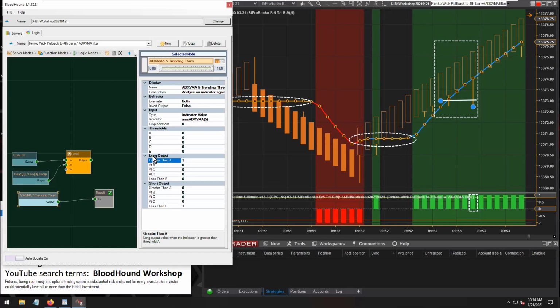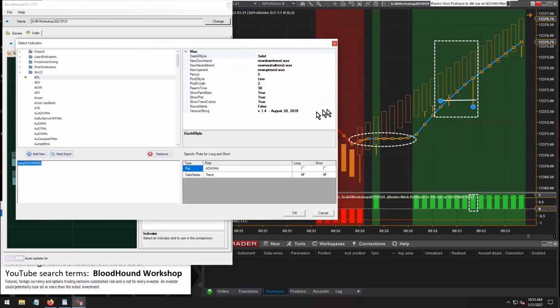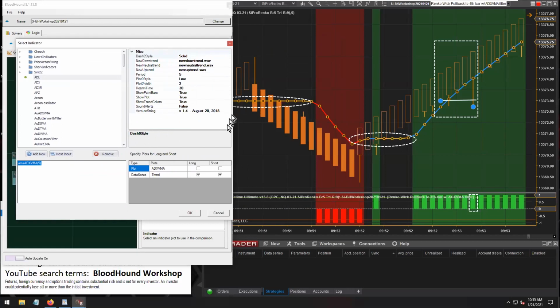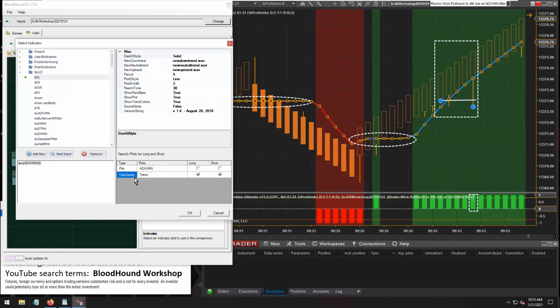For a long output, we want that trend output to be greater than 0. So again, let's open this up here. When you're using third-party indicators like this, and they have something like a data series, you do need to contact the vendor to find out what values are coming out of their data series. You do need to understand how your custom third-party indicators are working.